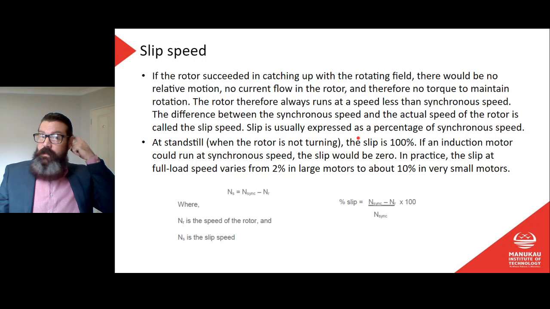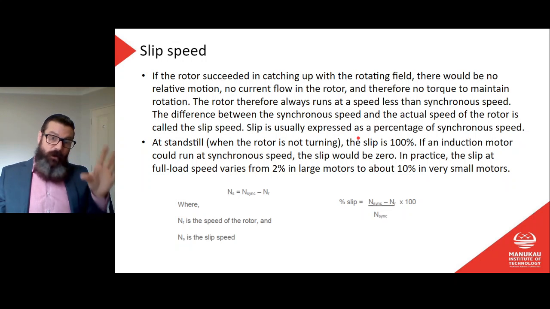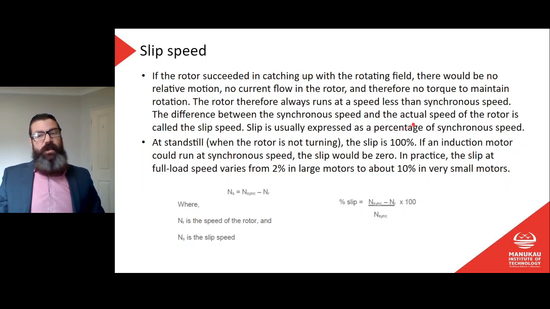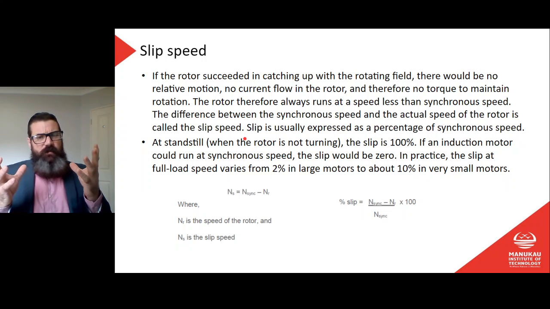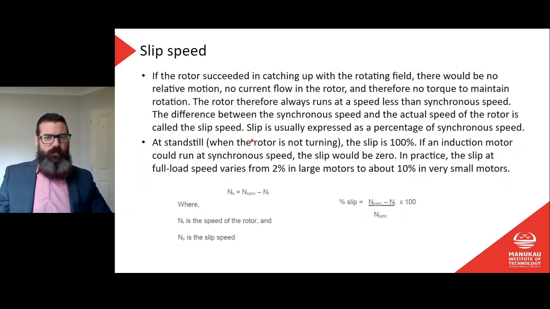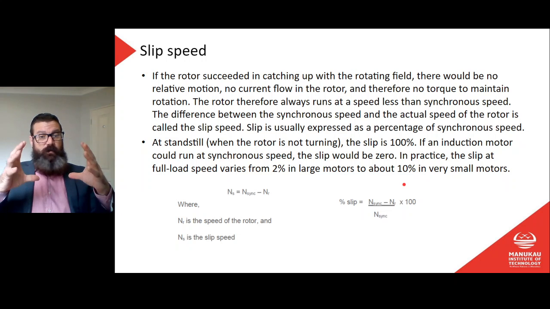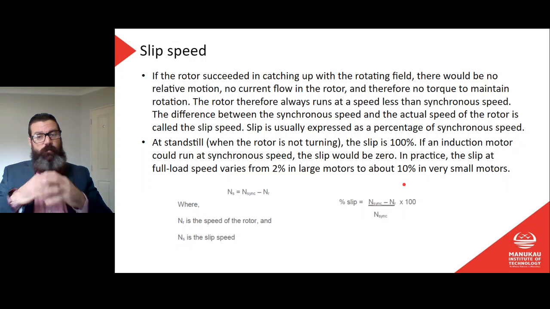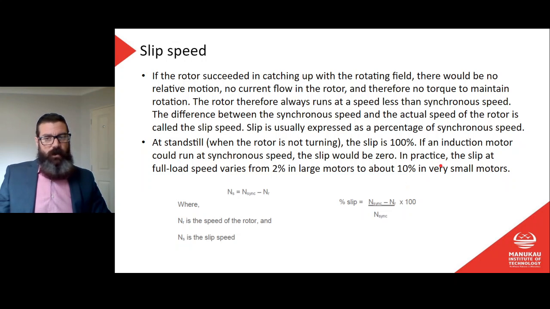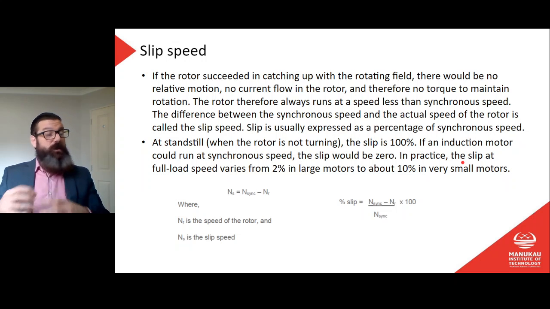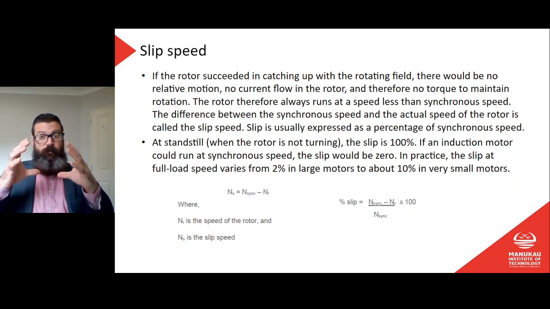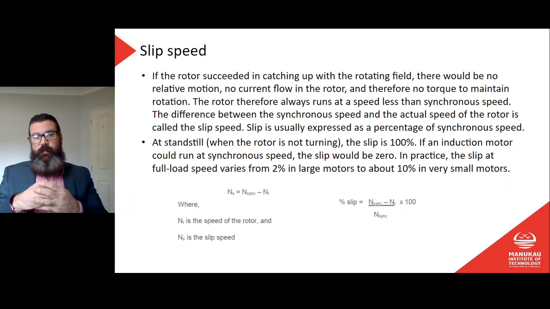The difference between synchronous speed, that's the speed of the rotating magnetic field, or the theoretical speed of our motor, and the actual speed of the rotor is called the slip. So it's just going to be synchronous speed minus actual speed. Slip is usually expressed as a percentage of synchronous speed. At standstill, when the rotor is not turning, the slip is 100% because the magnetic field is turning, but the rotor is stalled. If an induction motor could run at synchronous speed, then the slip would be 0 because the speed of my magnetic field would be the same as the speed of the rotor.